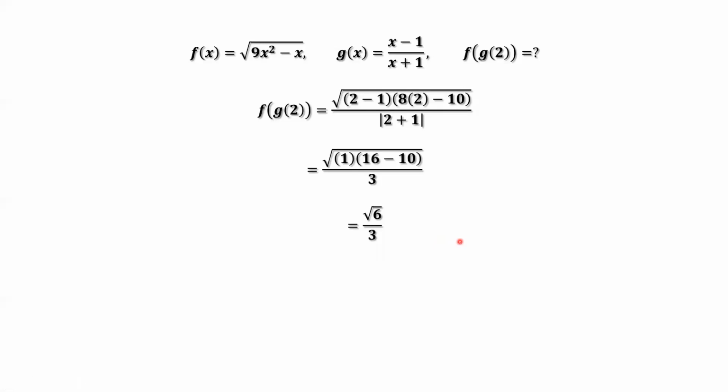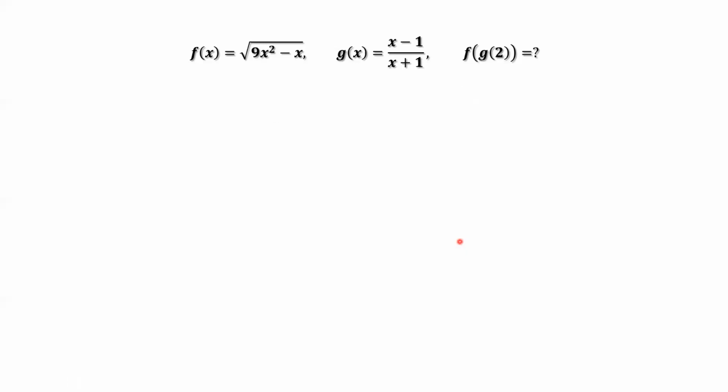We have done the first method. The second method, we derive the inside part of this composition function first. That means we want to find the value of g of 2 first. G of x equals x minus 1 divided by x plus 1. We replace x by 2 from this formula. We have g of 2 equals 2 minus 1 divided by 2 plus 1, which is 1/3.